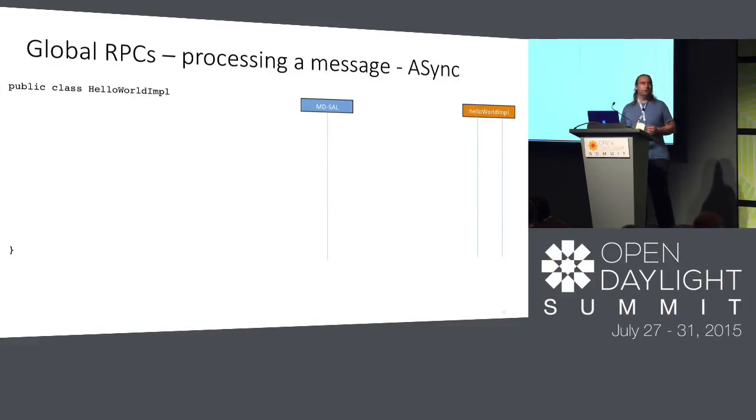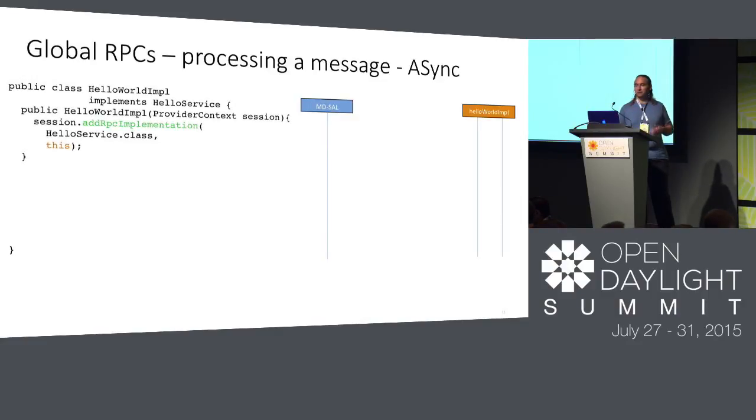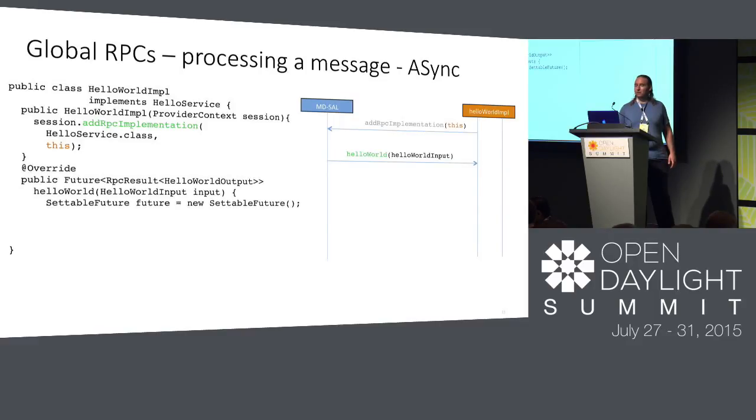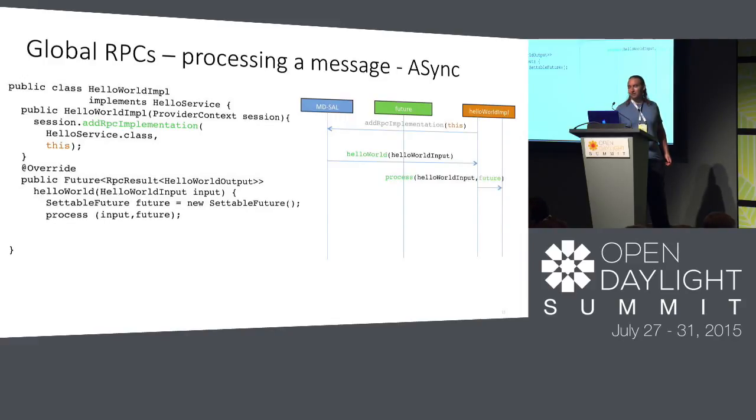Okay. So for async processing, again, it looks the same. I implement the service. I register with the MDSal. What looks different is the way I handle my implementation. So for my implementation, I basically just simply say, okay, I'm going to have some settable future. That's the thing I want to return. And I'm going to send it to some other thread for processing. Apologies for the overly simplistic examples, but you can draw pictures about them. So it gets sent to some other thread for processing, and I return the future.